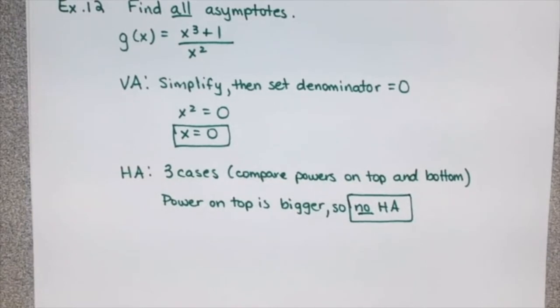What if it's smaller? What was it, just to remind ourselves? 0. If it's smaller, it's 0, y equals 0, and then what if they're the same? What do you do? The leading coefficient. Yeah, like pull the top number over the bottom number, and that's it, right?